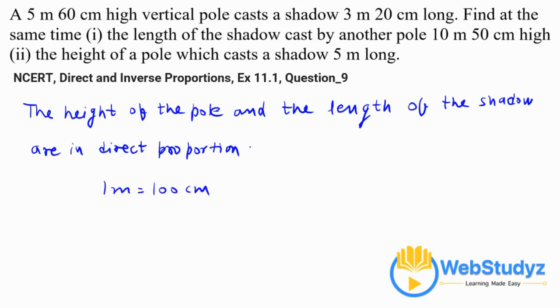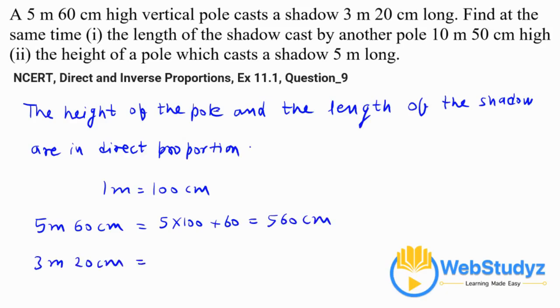Then we can convert all of the distance in centimeter, like we have 5 meter 60 centimeter. So we can write this as 5 into 100 plus 60, which will give us the value as 560 centimeter. Similarly, we have 3 meter 20 centimeter. We can write this as 3 into 100 plus 20, which will give us 320 centimeter.